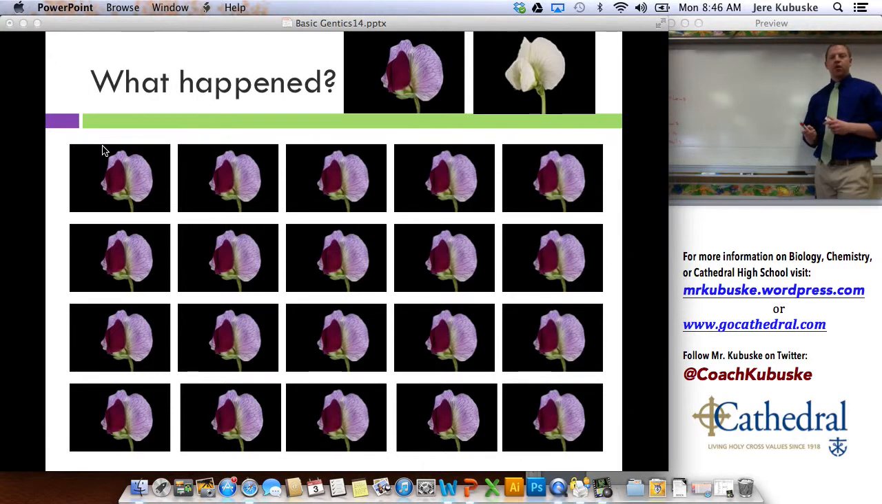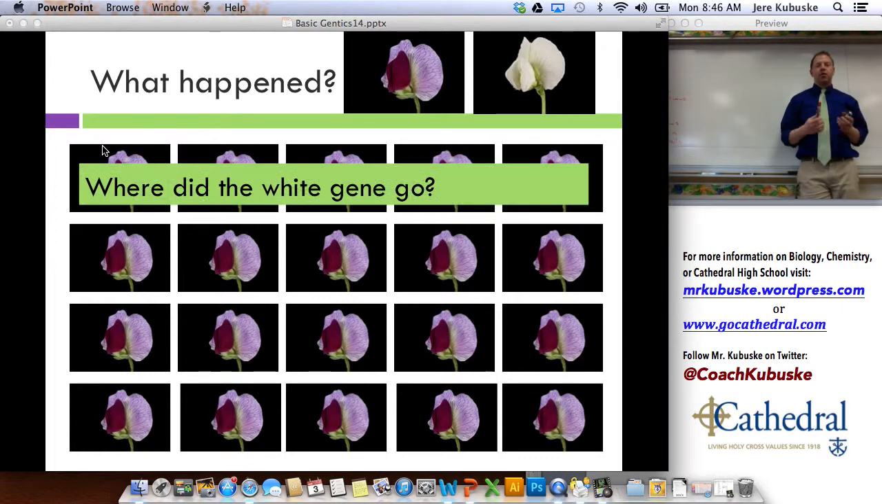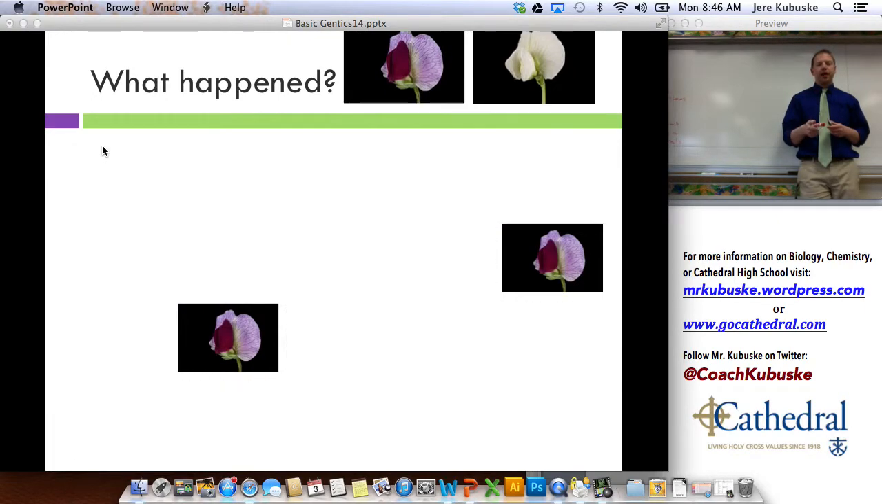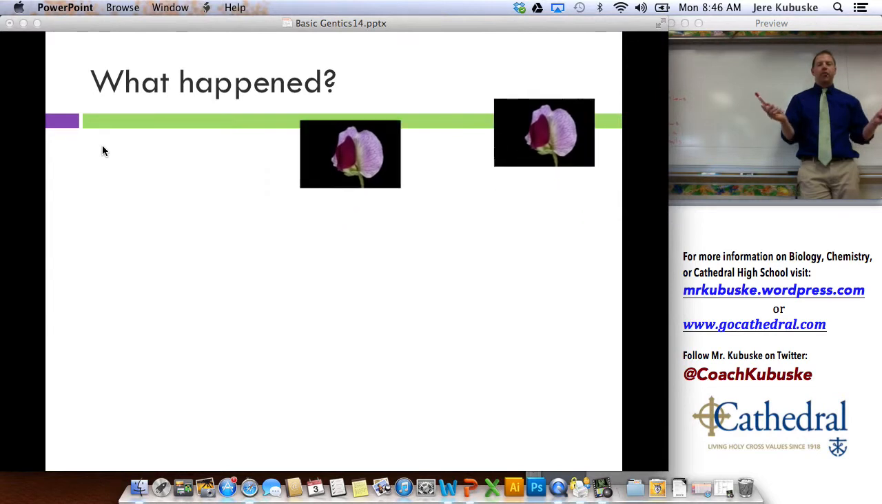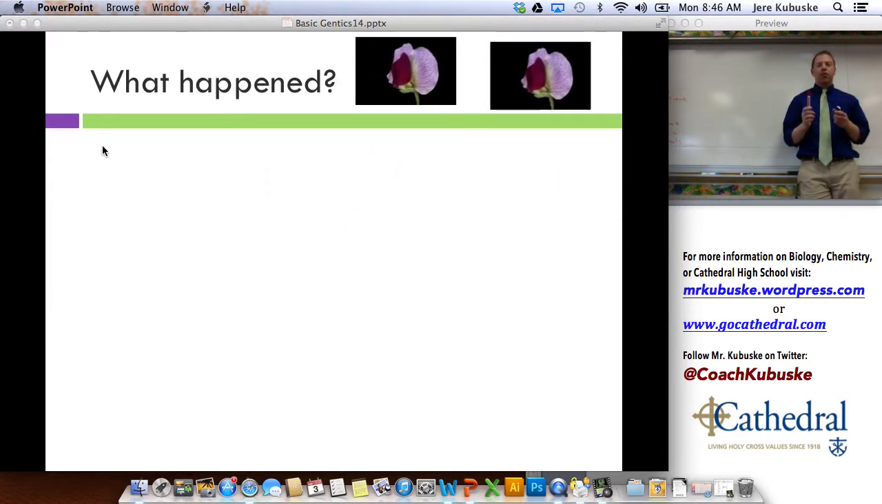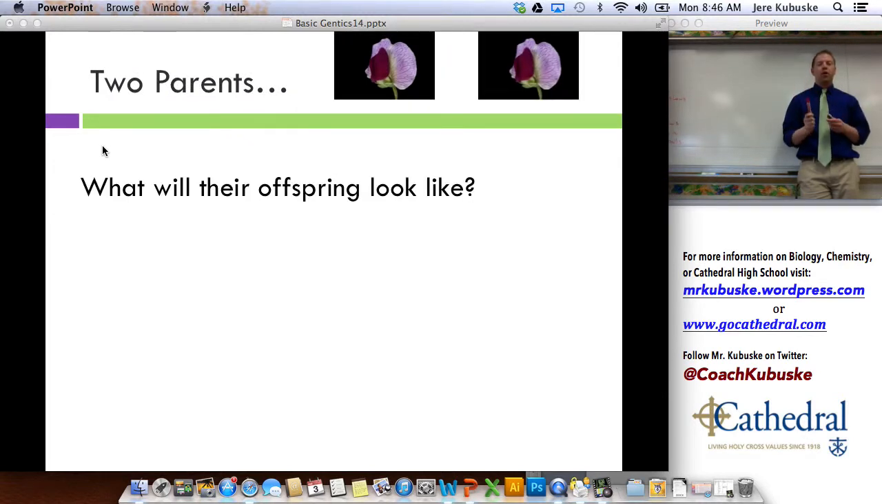So what happened? I had a purple parent and a white parent, and they made all purple offspring. So what happened to the white gene? Where did it go? Well, let's take this a step further. Let's take two of their offspring and cross them. So we know that they got genes from the purple and the white parent. Even though they're both purple, what do you think their offspring will look like? Let's find out.